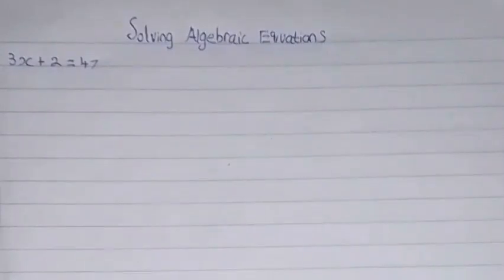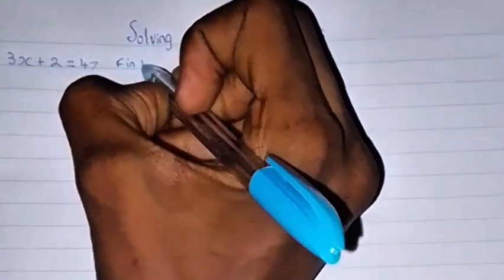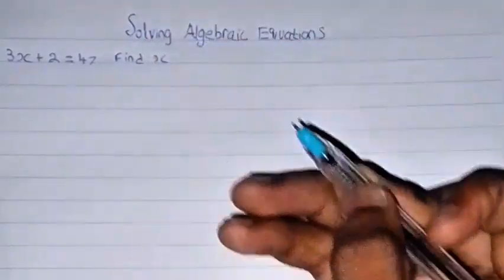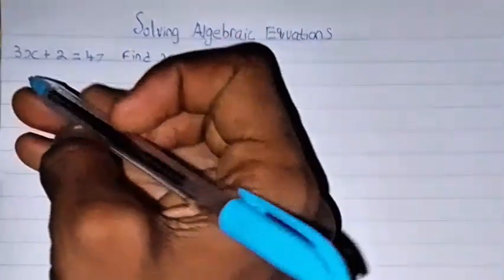If you have an equation like 3x plus 2 is equal to 47. Now, this is an algebraic equation where we have a variable x which is unknown. We're asked to find the variable. So, we're asked to find x. In equations like this, the first thing we do is to collect like terms.